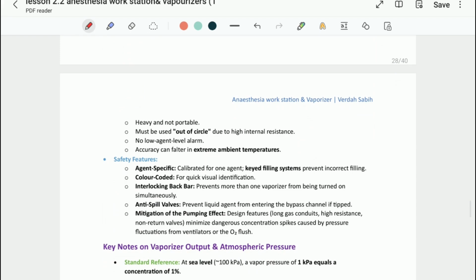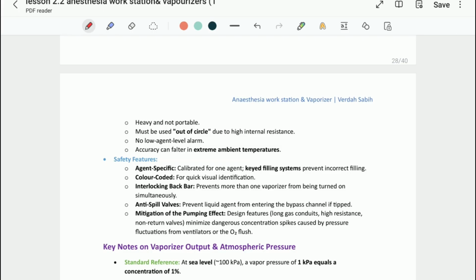What are the disadvantages? They are heavy and not easily portable. They must be used out of circle due to high internal resistance. They have no agent level alarm, and the accuracy can falter in extreme ambient temperature.